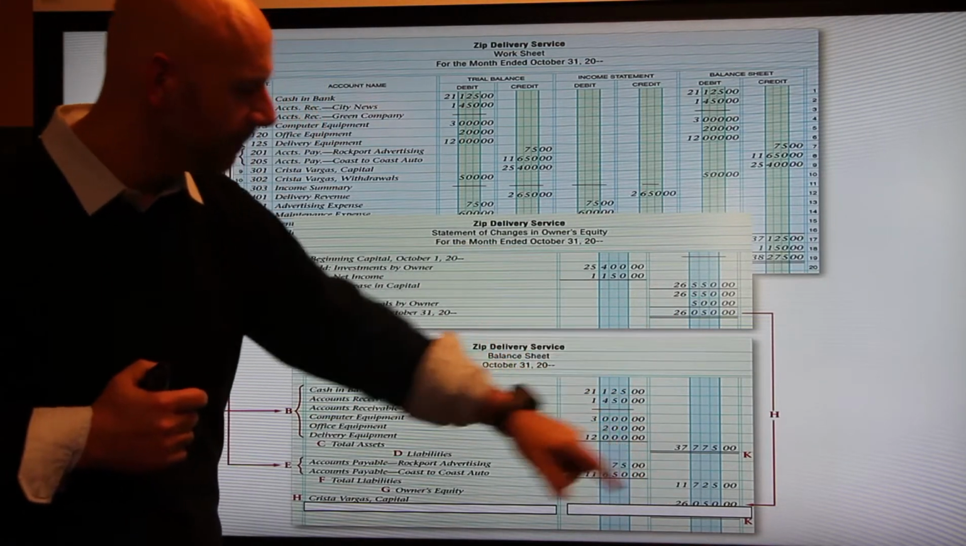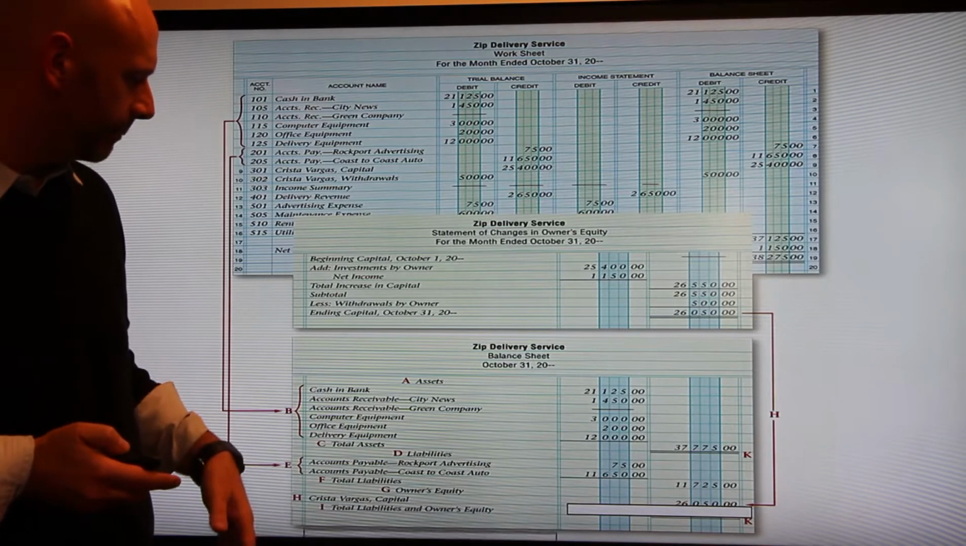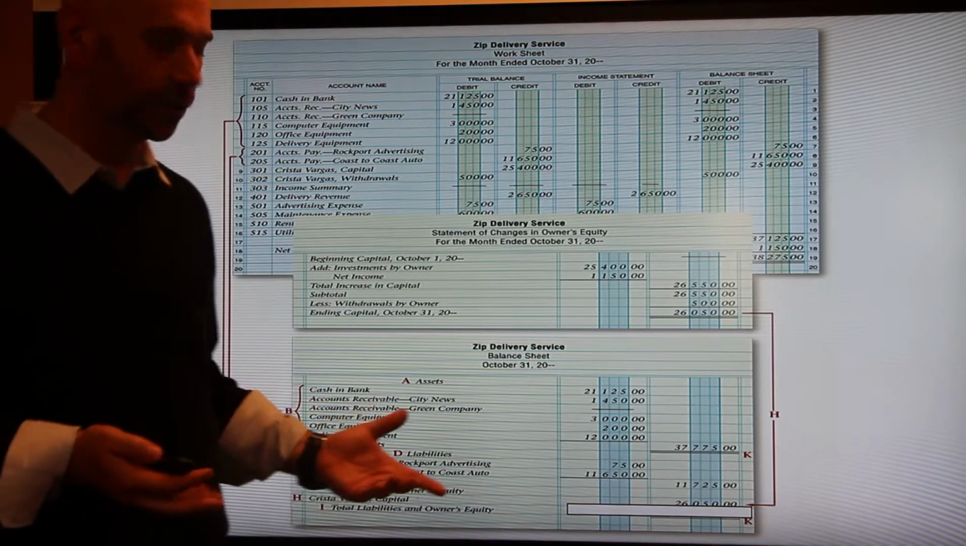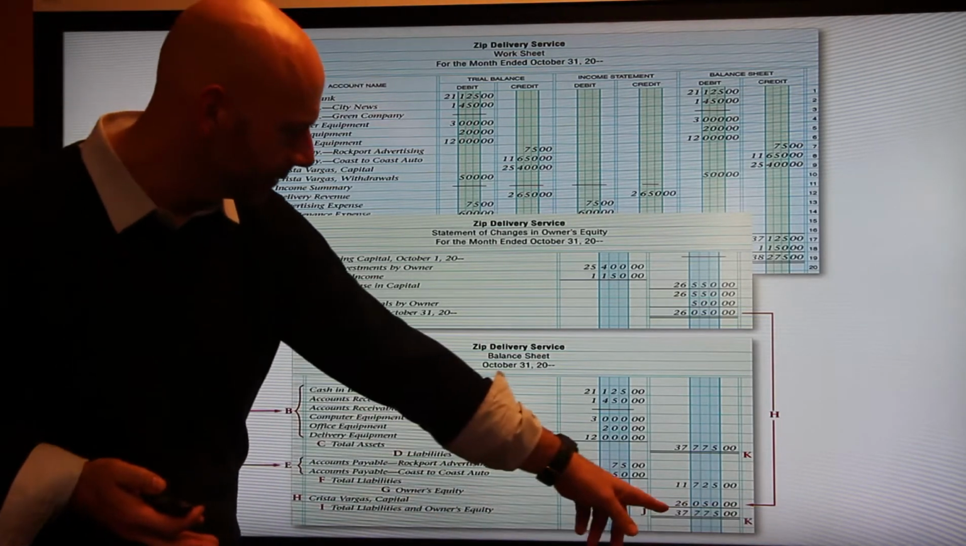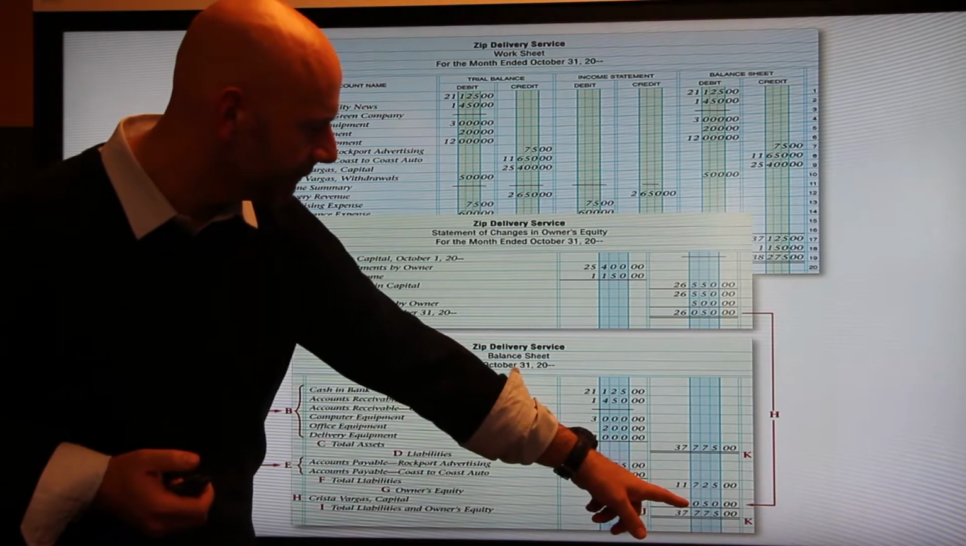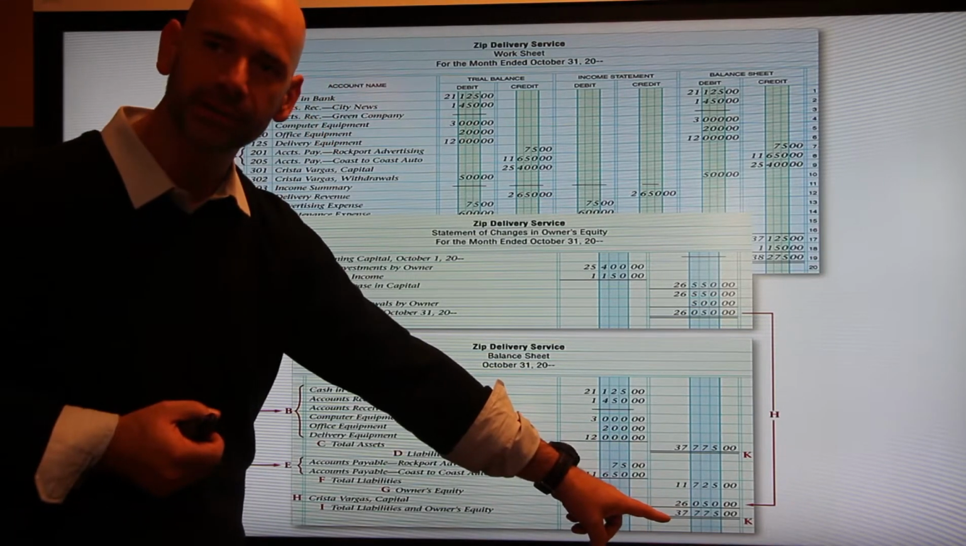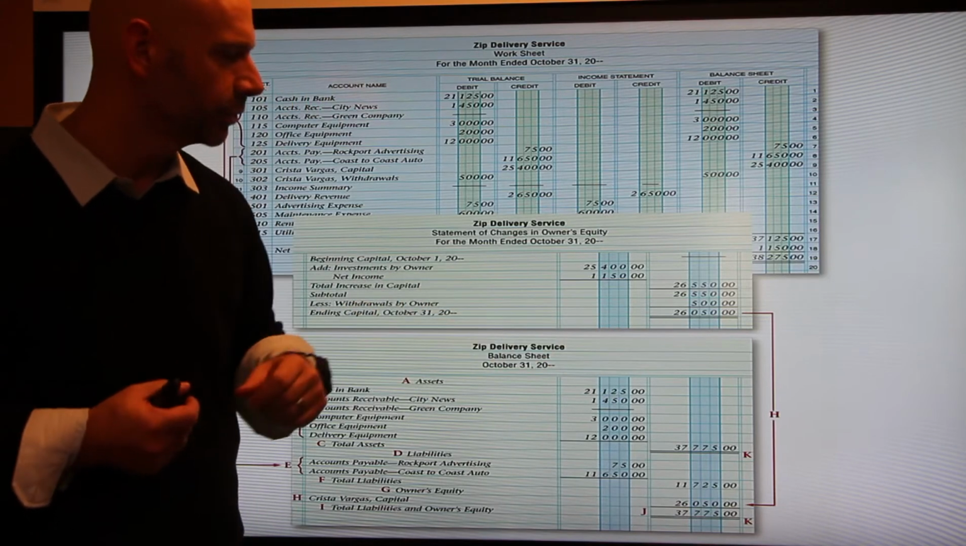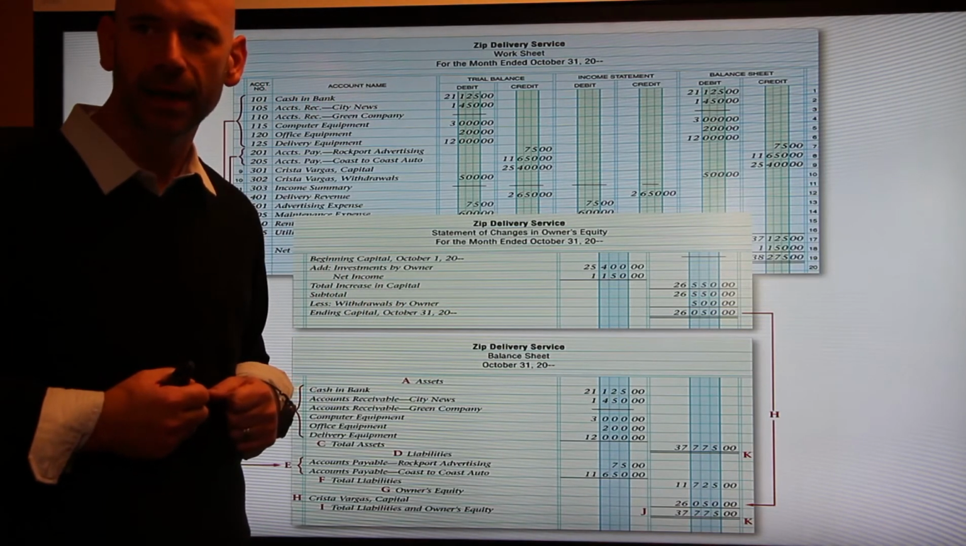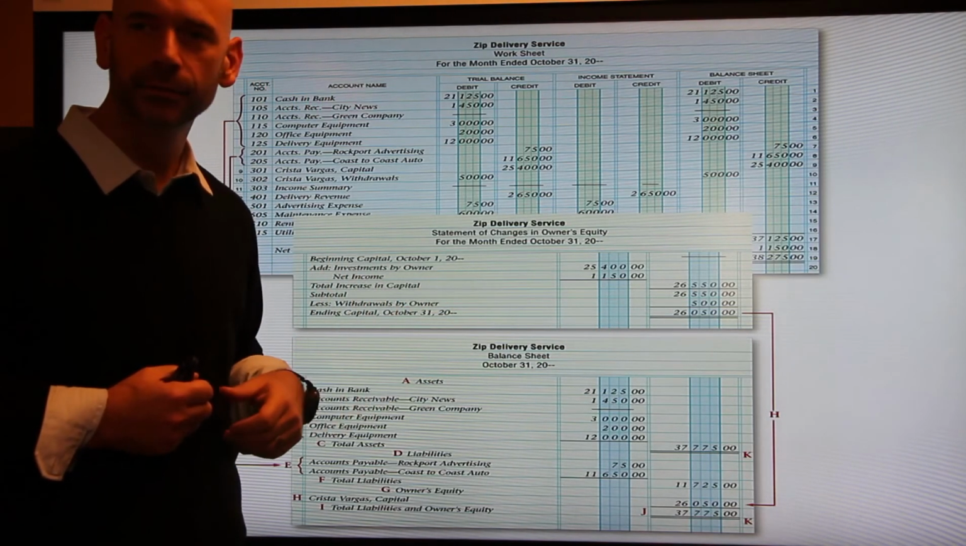Those two numbers match up, and then finally, the last step would be adding the total of your liabilities and owner's equity, which would equal $37,775. If the total liabilities and owner's equity matches with your total assets, then you've done the balance sheet correctly. And that concludes Chapter 9.